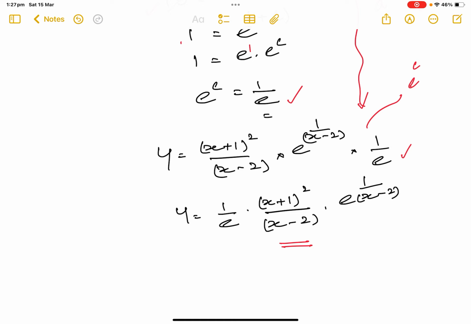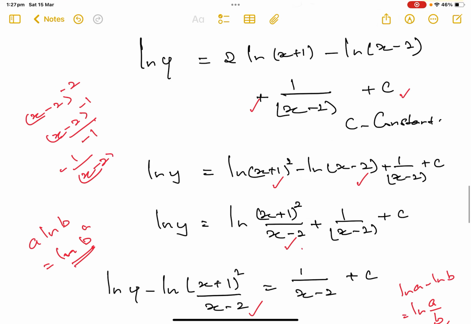So I bring that 1 over e to the front, because it's just a constant. So 1 over e, (x plus 1) squared divided by x minus 2 times e to the power of 1 over x minus 2, that is equal to y. This is what we have been asked to find.